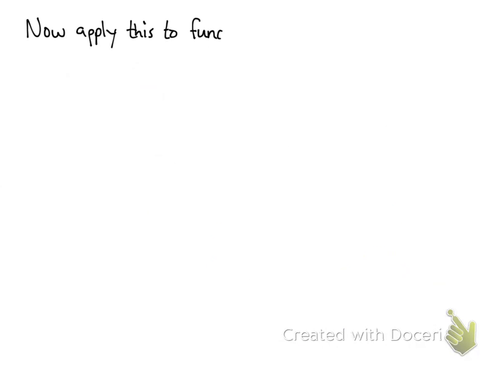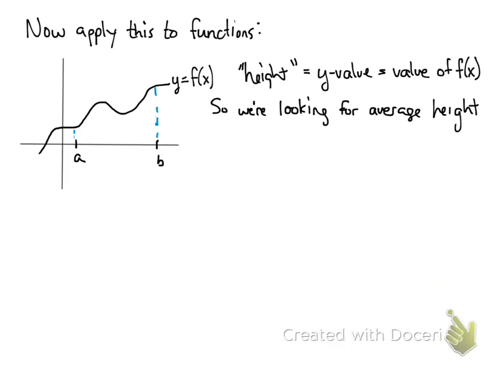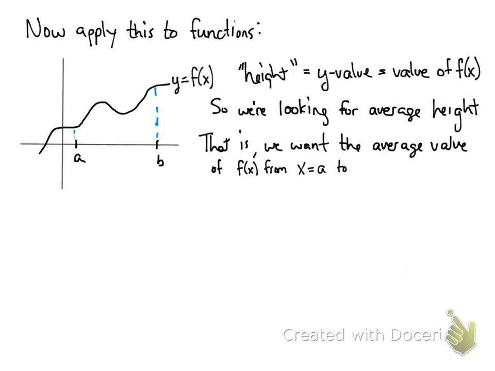So now we're going to apply this to functions. Okay, here's a graph of a function. And it's f of x, and I'm going to be looking at the part of the function between x equals a and x equals b. Okay, so when I talk about the height of this function, what I really mean is the y value, and that's the value of f of x. That's the value of the function. So if we start asking about average height, what we're talking about is the average function value, the average f of x, in this case between a and b.